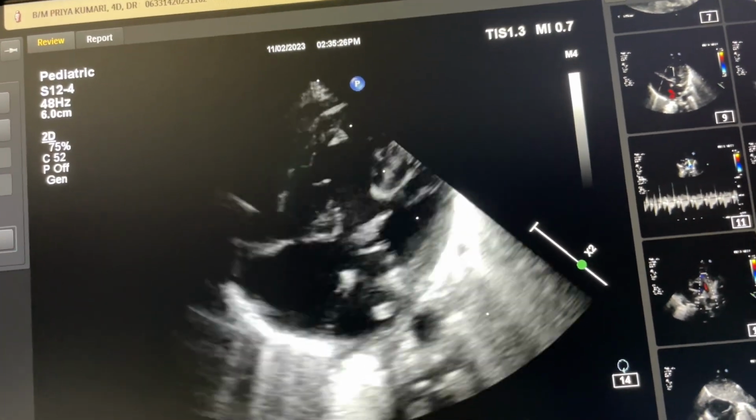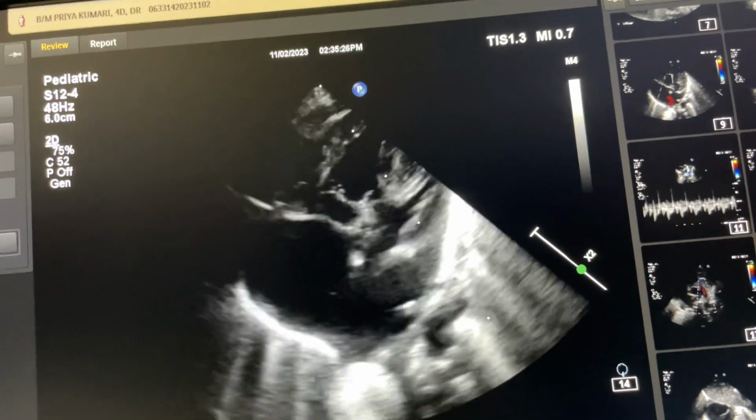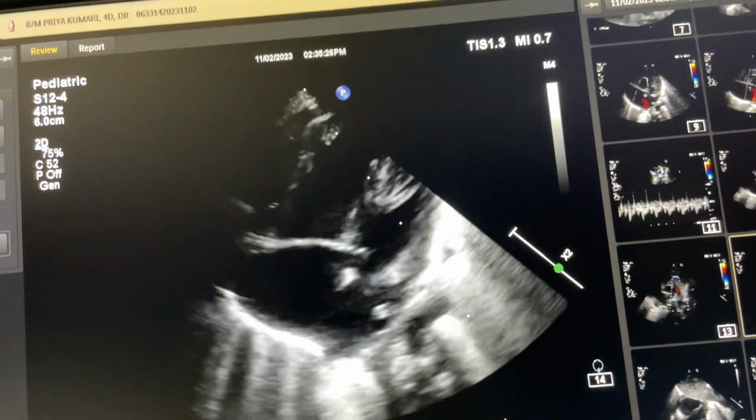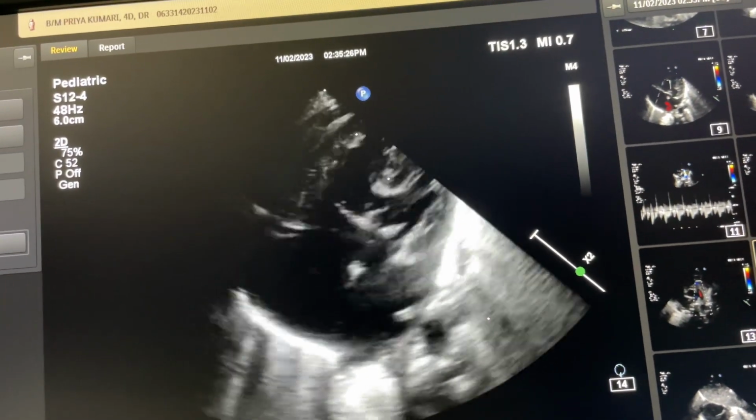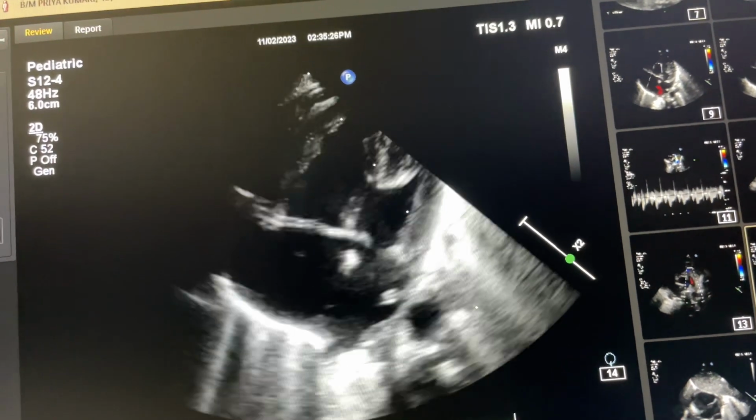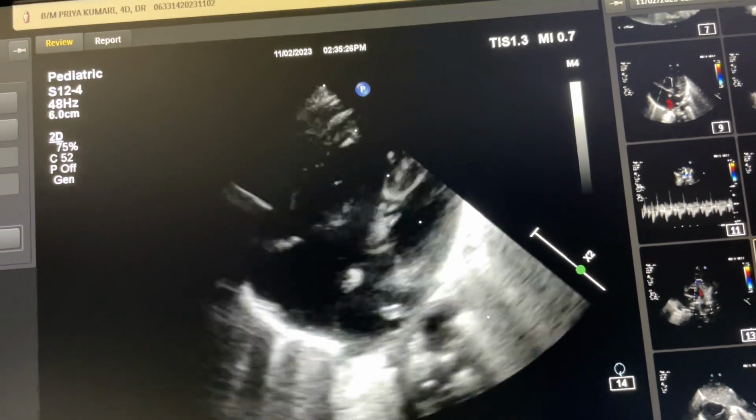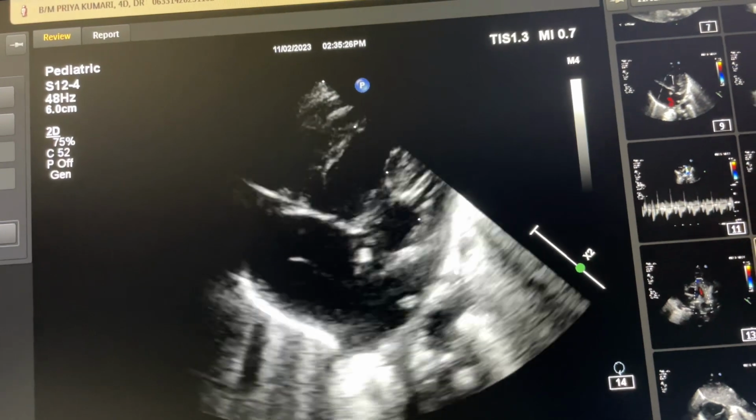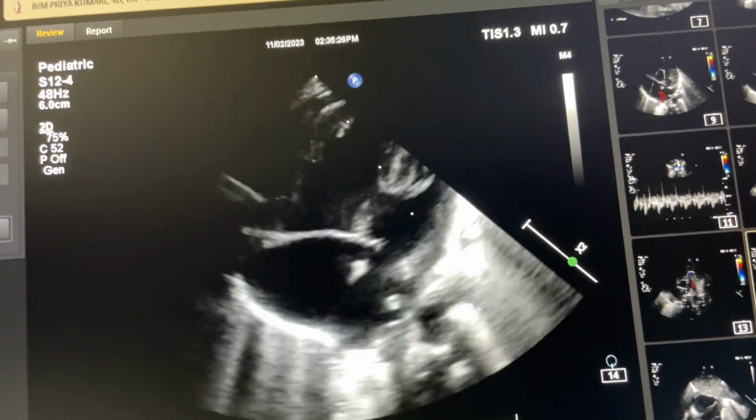Both sides of mitral valve and tricuspid valve are at the same level. So whenever you find this kind of defect, complete AV septal defect or partial AV septal defect, both mitral and tricuspid valves lie at the same level.